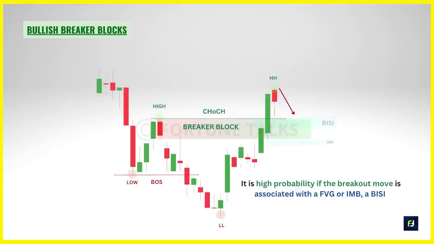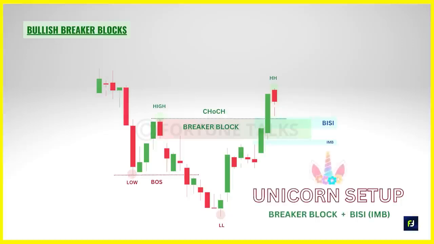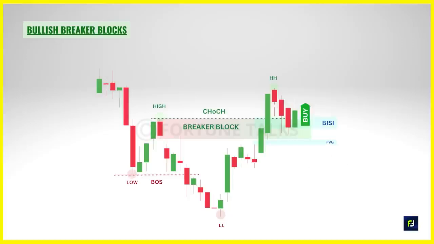Now, if the breakout move is associated with a fair value gap or an imbalance, specifically a BISI, that is a buy side imbalance and sell side inefficiency, this gives price a reason to return back to fill the imbalance and thereby test our breaker block. Then this becomes a high probability trade setup known as a unicorn setup. Now, when the price returns back to our bullish breaker block, we can plan to take long trade positions.